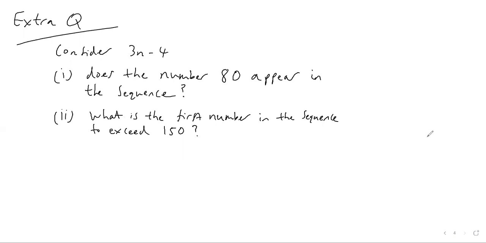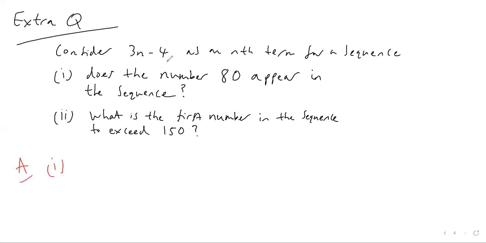Let's just consider one extra question though before we finish the video. So let's consider 3n minus 4 as an nth term of the sequence. So this is an nth term of the sequence here. So consider 3n minus 4 as an nth term for a sequence. So the first question is, does the number 80 appear in the sequence? Okay, so let's answer this question.